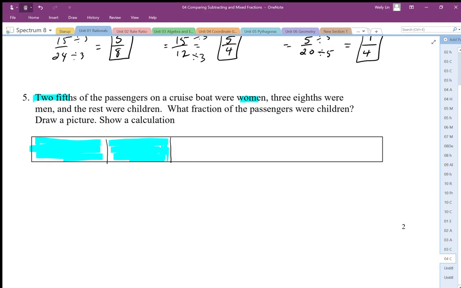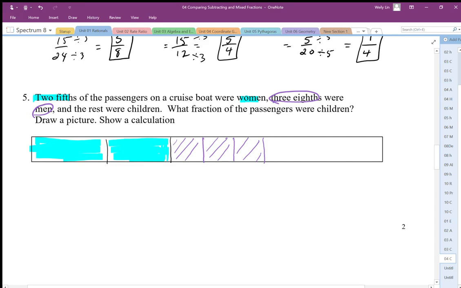3/8 were men. Oh, this is going to be hard to draw. 3/8. Okay, so looks like that's fifths, so it's going to be maybe something like this. 3/8. Okay, so I don't know exactly how accurate that is, but okay, so that's going to be 3/8. 3/8 were men. The rest were children.